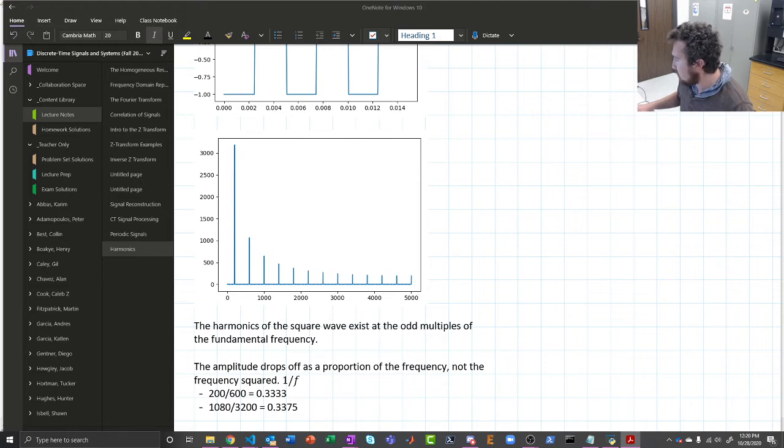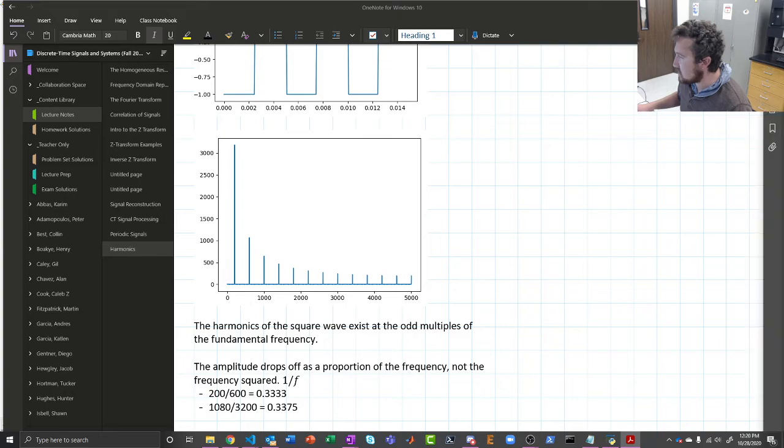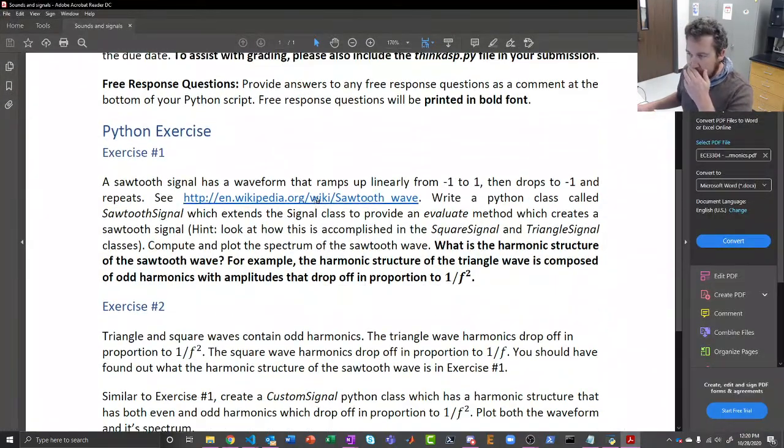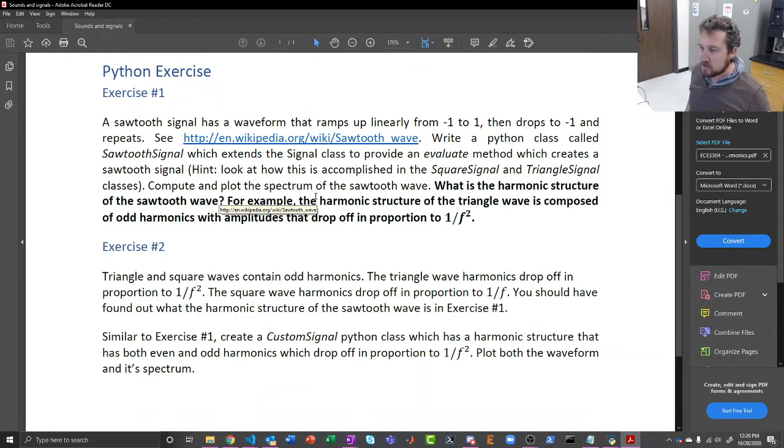All right, let's talk about your exercises, because they have to do with this. We're going to move on to a different topic, but I wanted to mention real quick what you guys need to do in your Python exercises. 2 exercises this time. The first one is you're going to create a sawtooth. So a sawtooth signal is a waveform that ramps up from -1 to 1 and then drops to -1 and then repeats, right? And then we have a link to the Wikipedia page.